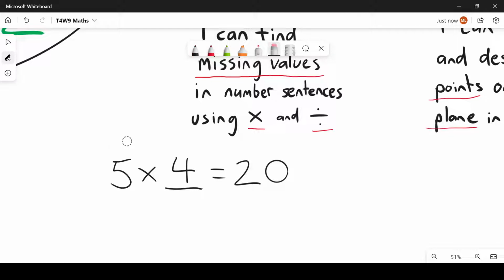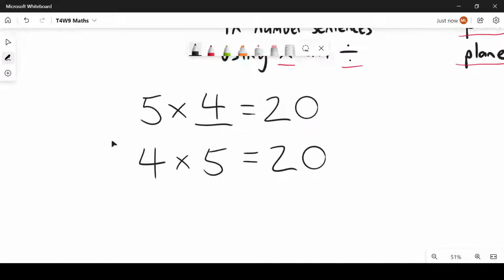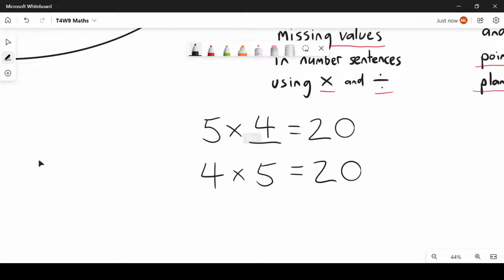So if you know 5 times 4 equals 20, we can switch these two around and it'll still be the same. 4 times 5 equals 20. So that's the two times ones. So the first one was having a 5 go across 4 times. The other one would be having 4's going across: 1, 2, 3, 4, 5.